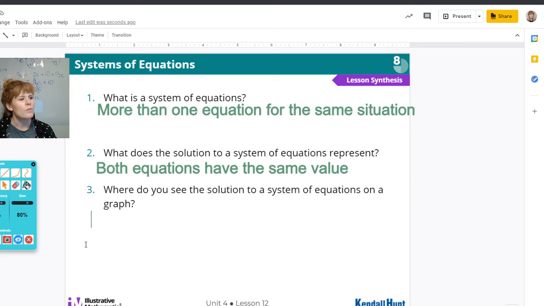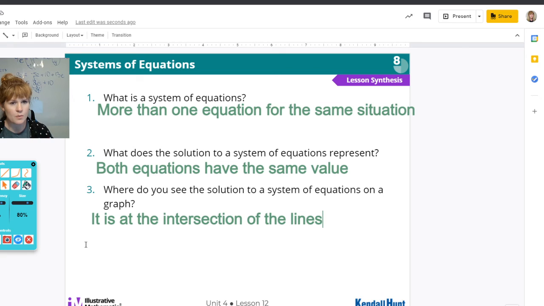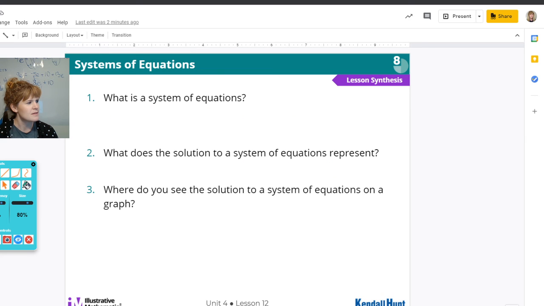Number three, where do you see the solution to a system of equations on a graph? Oops, I already said that answer a few times. It is at the intersection of the lines, because at that intersection, they both have the same x and y value. Okay, now that was excellent, guys.